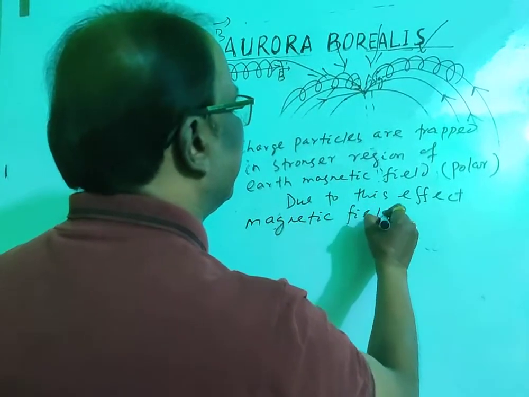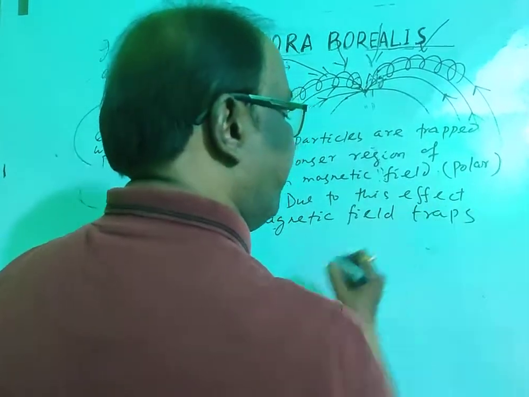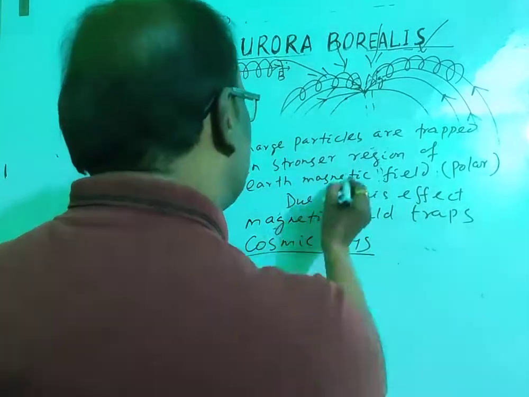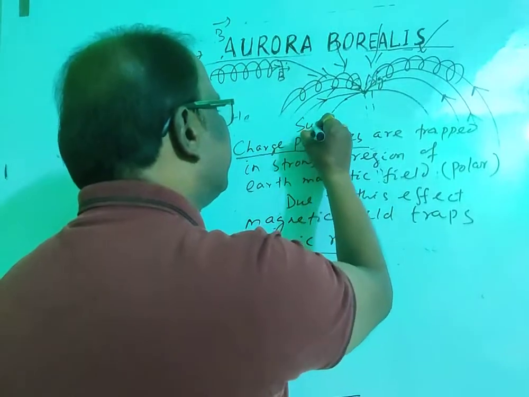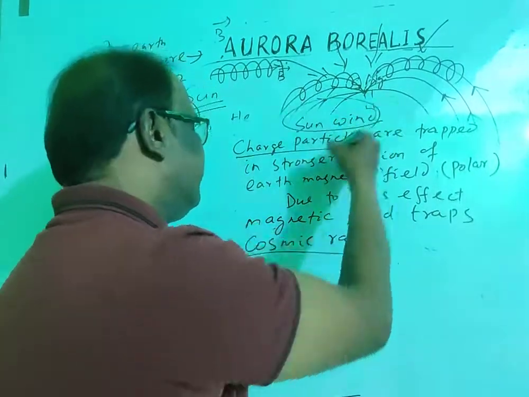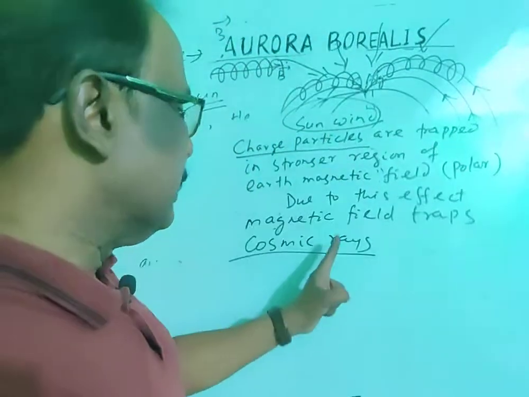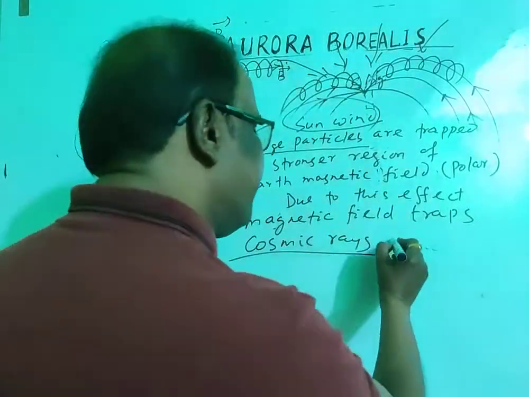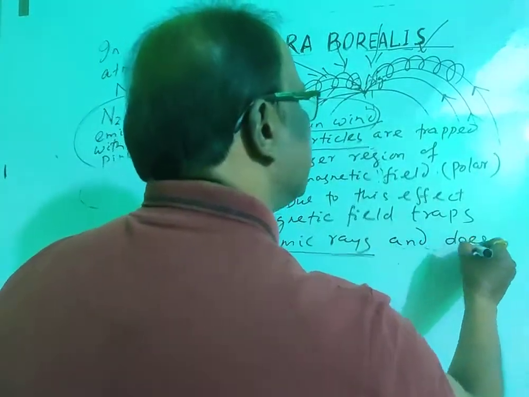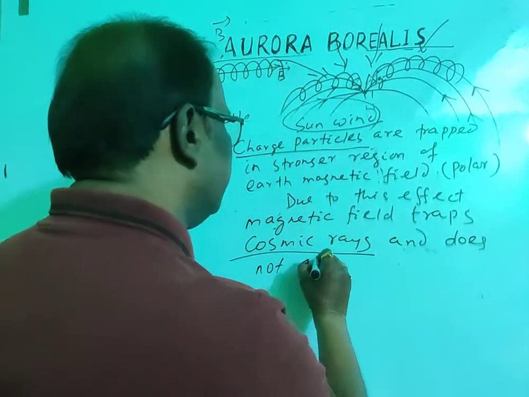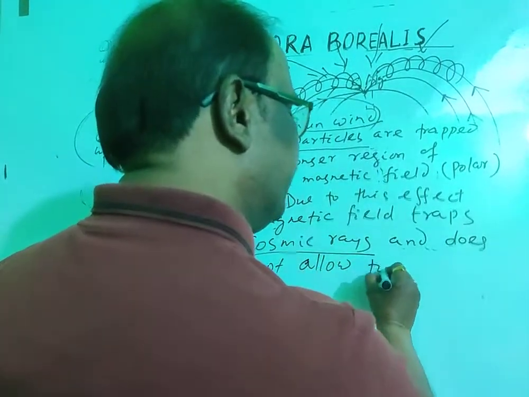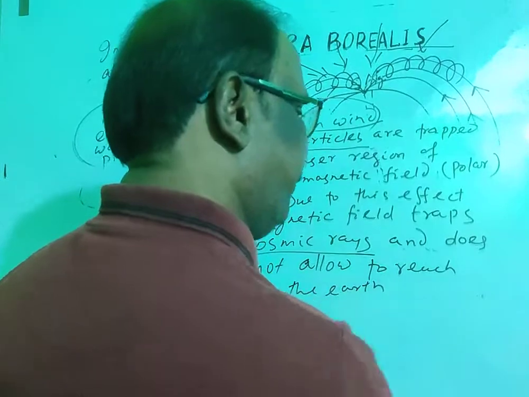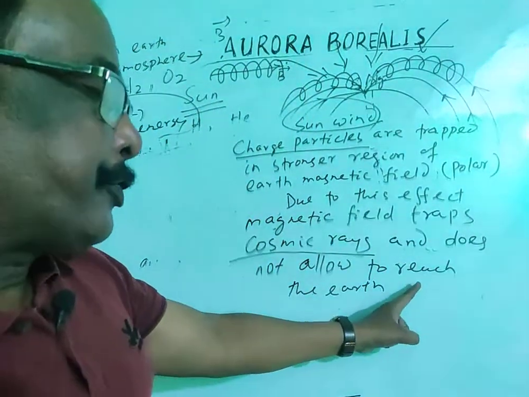Due to this effect, the magnetic field traps cosmic rays. Of course, cosmic rays are those charged particles of the sun wind. Due to this effect, the magnetic field traps cosmic rays and doesn't allow them to reach the earth.